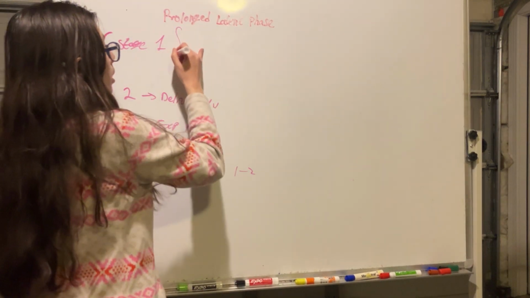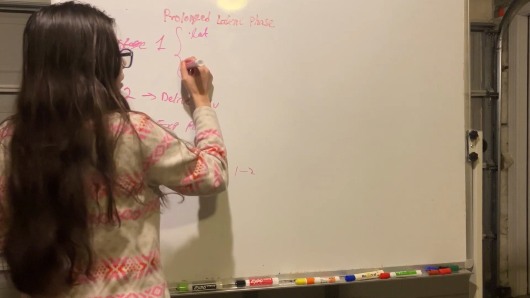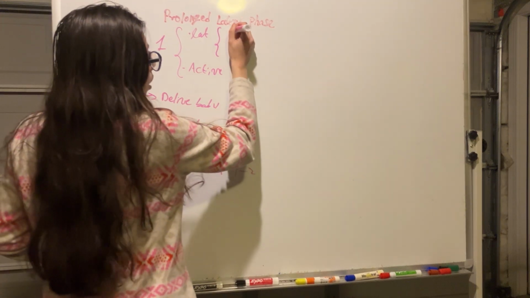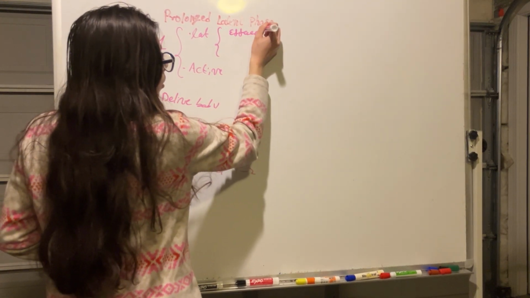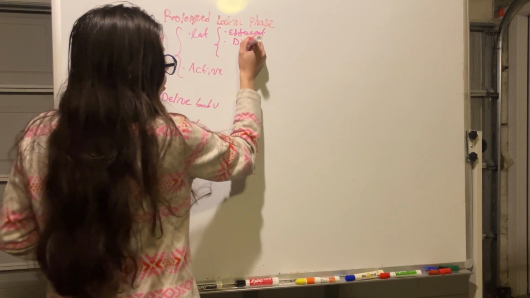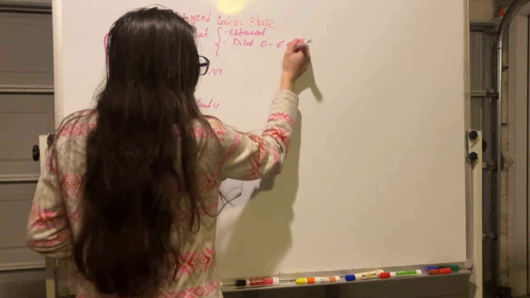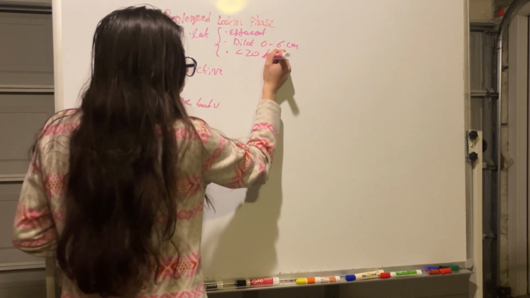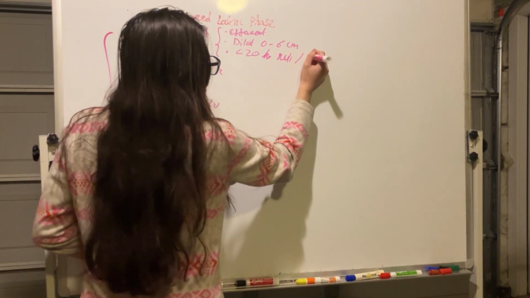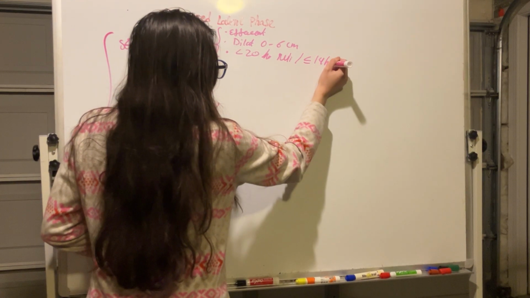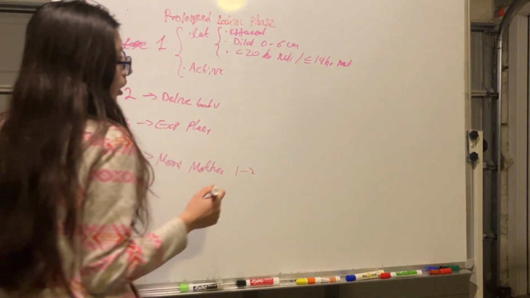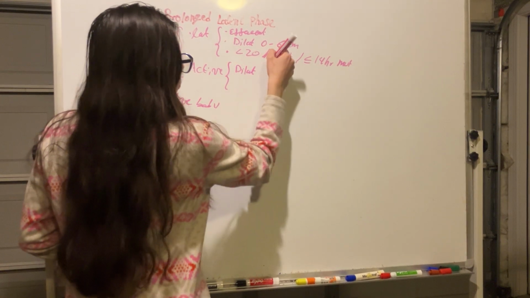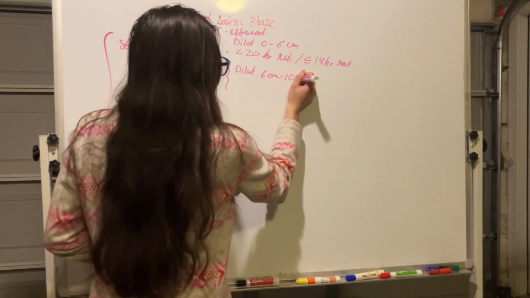Stage 1 is divided into a latent and an active phase. Latent phase is when we have effacement of the cervix, and dilation of the cervix from 0 to 6 centimeters. The normal duration of this is less than 20 hours in a nulliparous woman, or less than 14 hours in a multiparous woman. And then we have the active phase, which is dilation of the cervix from 6 centimeters all the way to 10 centimeters.